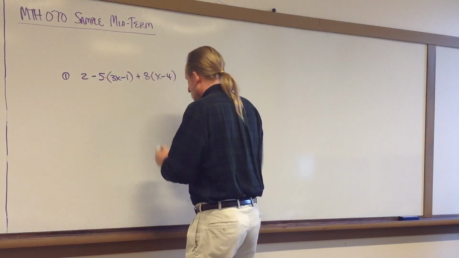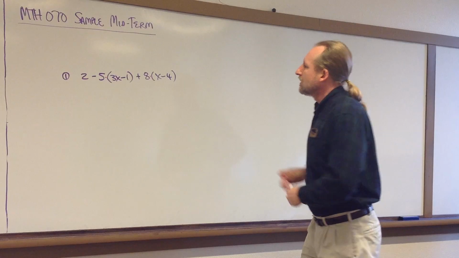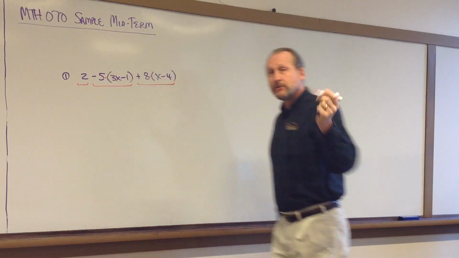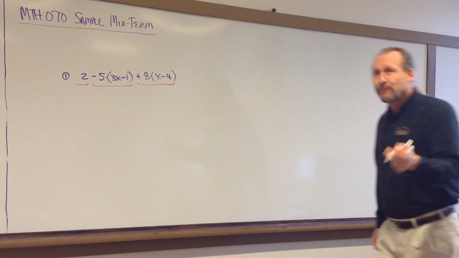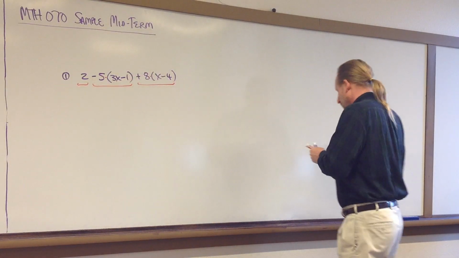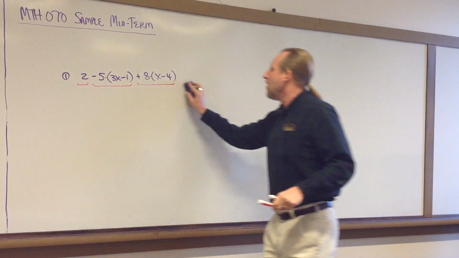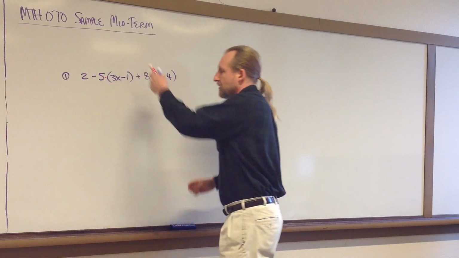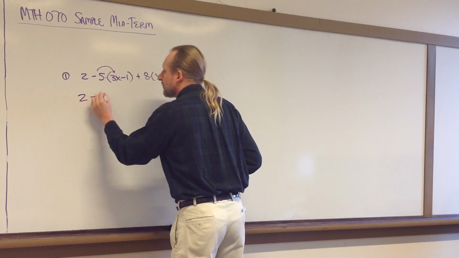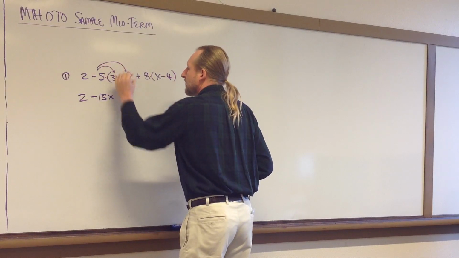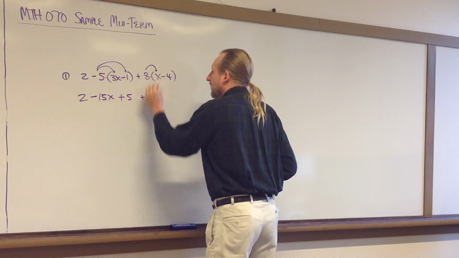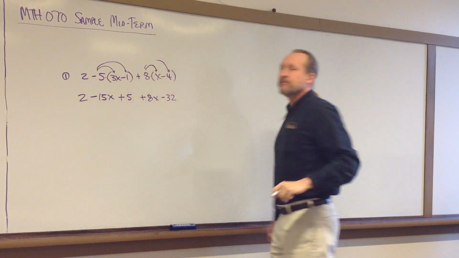all right? So one way to look at this is that you've essentially got 3 pieces here, okay? And that 2 is an individual piece and won't be combined with anything else until we simplify these other 2 pieces. All right, so let's go ahead and simplify them by distributing into the parentheses. So the 2 stays the same. Then we do negative 5 times 3x, minus 15x. Negative 5 times negative 1, positive 5. 8 times x is 8x. 8 times negative 4, negative 32.